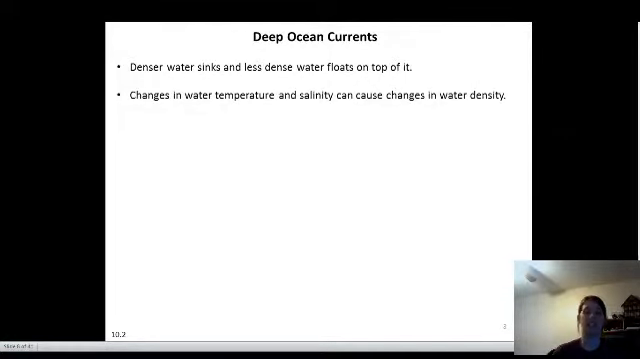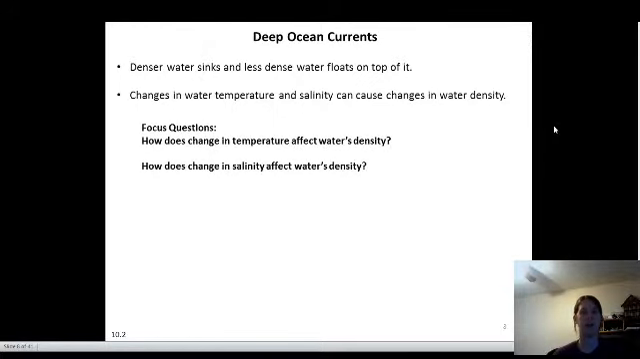Denser water sinks and less dense water floats on top of it, like we addressed in Chapter 9. And the changes in water temperature and salinity can cause changes in water density. So we talked about how temperature changed water density, but now let's address how salinity can cause changes.